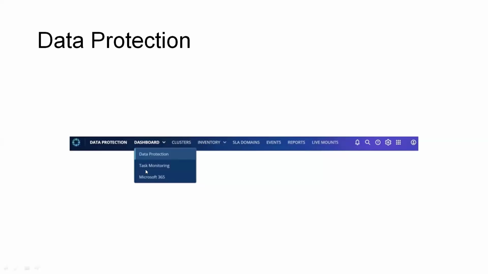And the next one is SLA domain. An SLA domain is just like a policy where we define backup type, backup start time, backup retention, backup frequency, archival location, any vault location, replication location, targets, and so on. Also, we can assign retention lock.